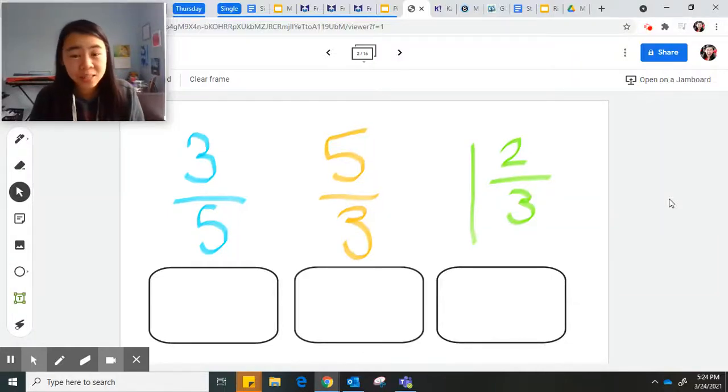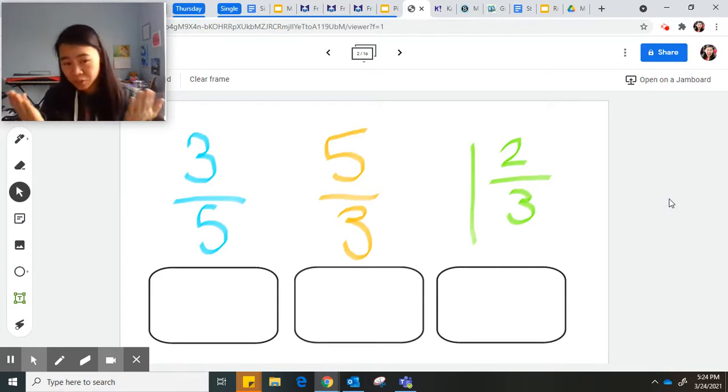Hi everybody! So in this video, we're going to be practicing converting a mixed number to an improper fraction and vice versa. But before we practice those skills, I want to go over what all of this stuff even is, okay? What is a proper fraction? What is an improper fraction? And what is a mixed number?